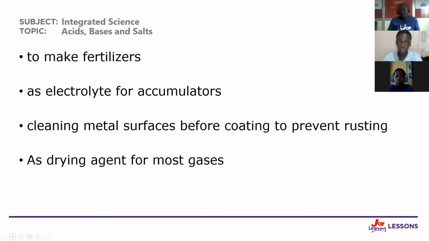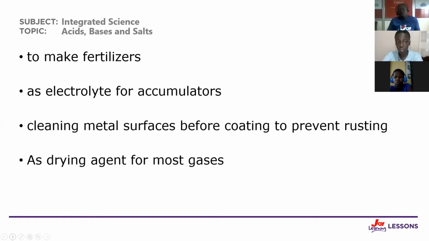Sulfuric acid, or tetraoxosulfate 6 acid, is also used in making fertilizers. Now that we are having problems all over the world, fertilizer is becoming something of importance to farmers. And we will need sulfuric acid to prepare or manufacture fertilizers.